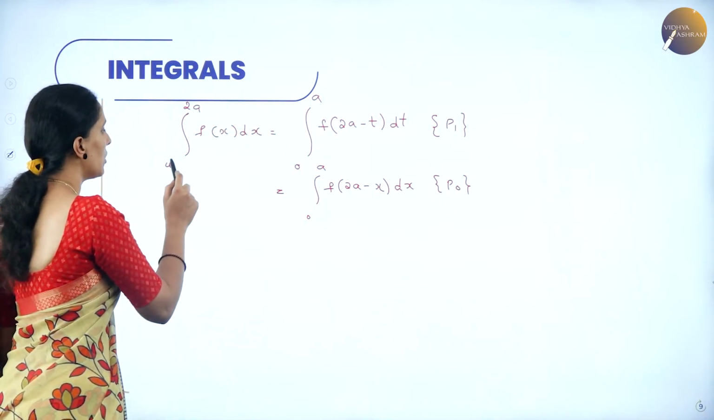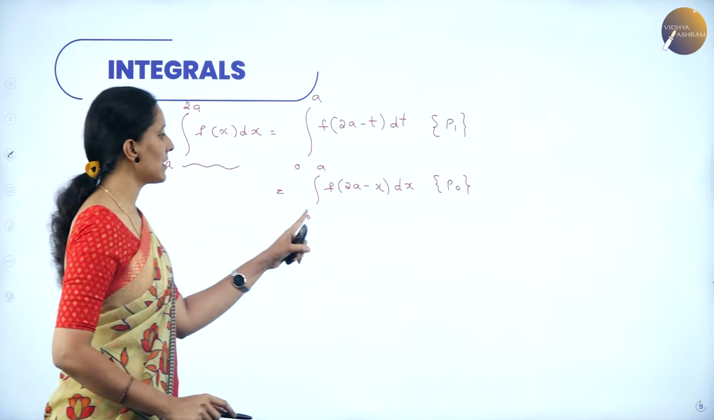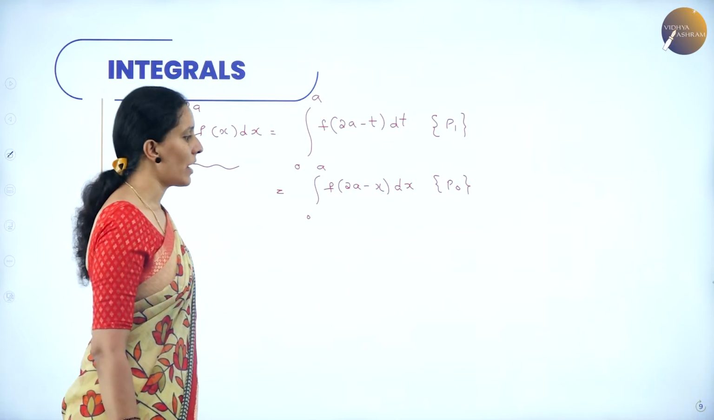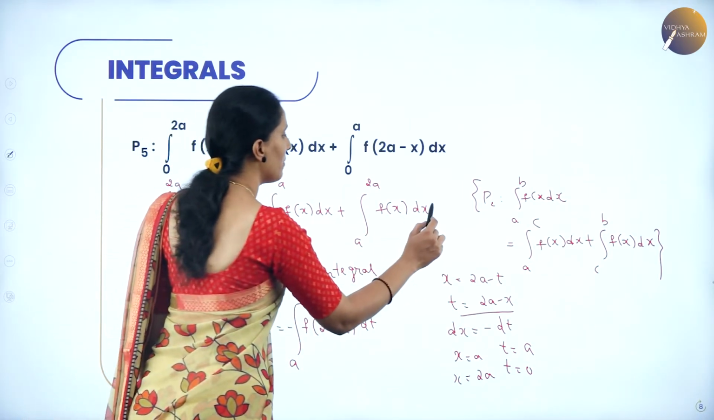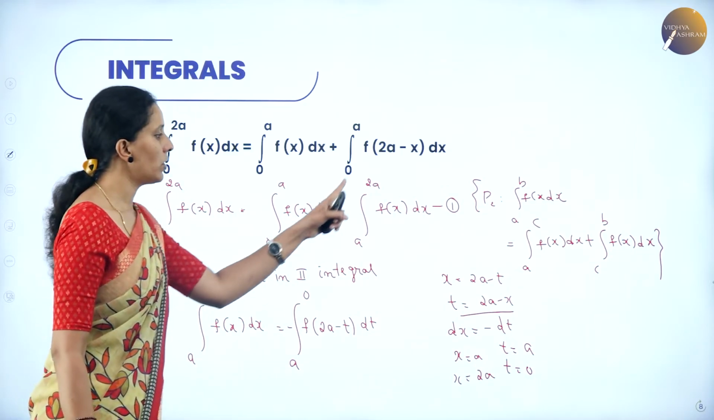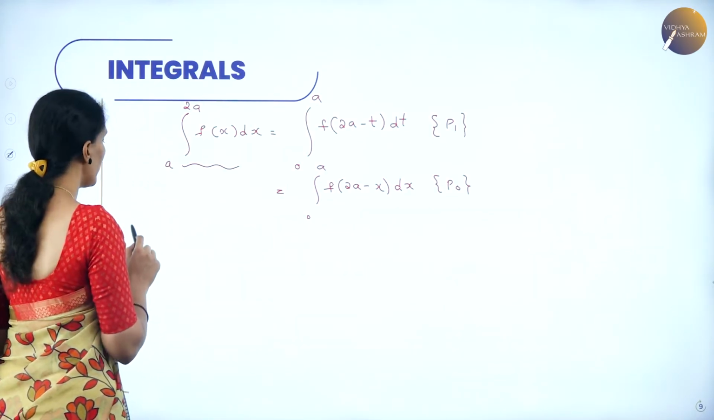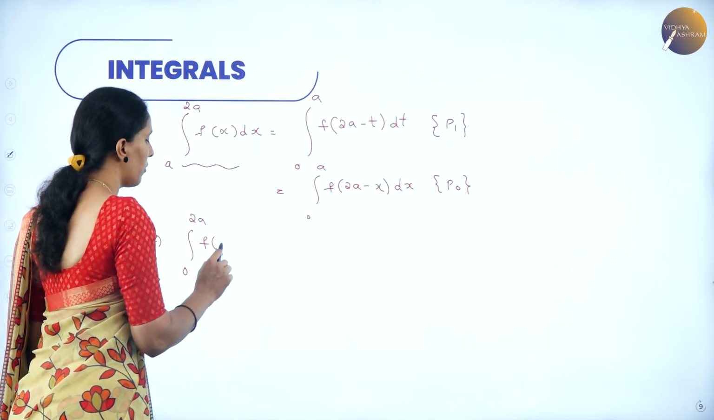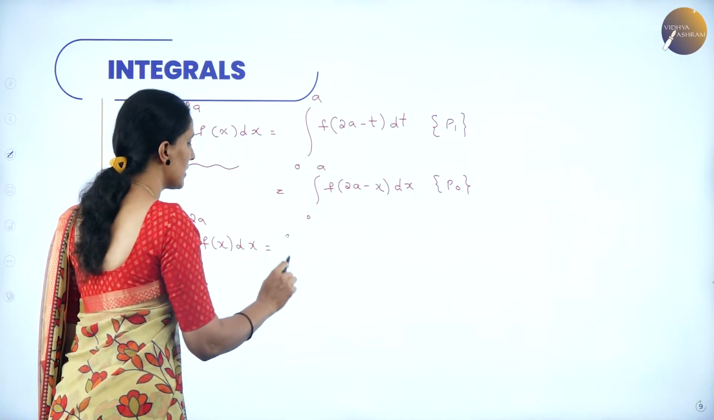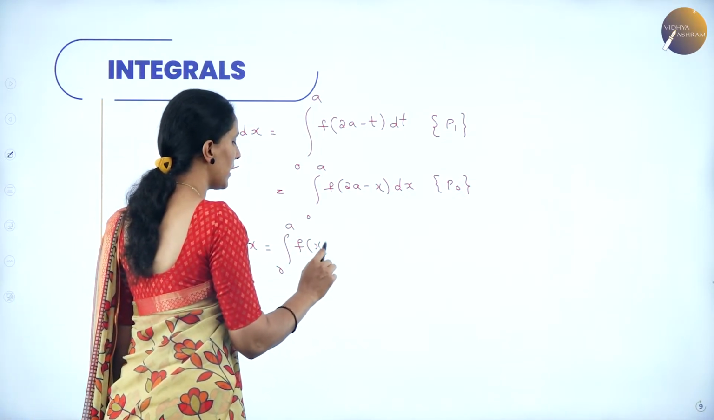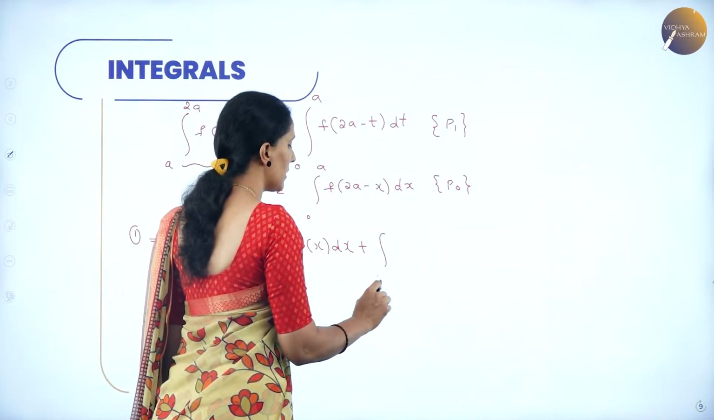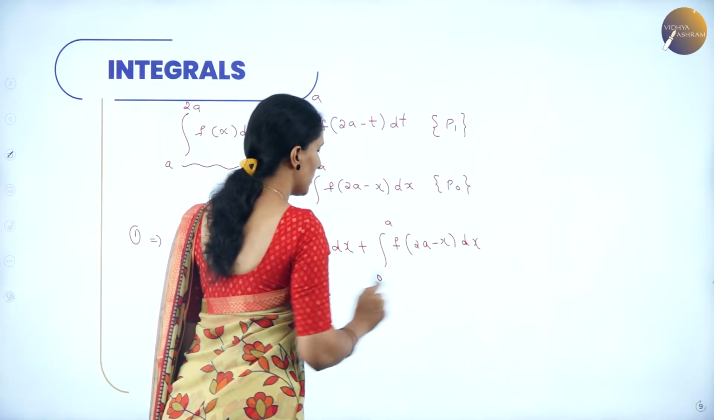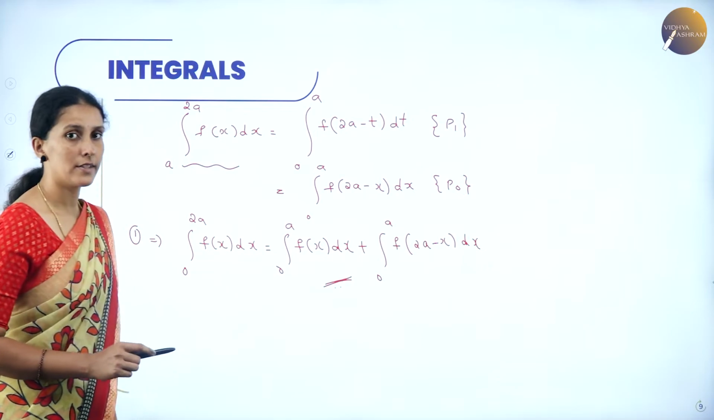Now here substitute the value of this integral as 0 to a f of 2a minus x dx. Let me take this as equation 1. So when you substitute this value, then equation 1 implies integral from 0 to 2a f of x dx can be written as 0 to a f of x dx plus 0 to a f of 2a minus x dx. So this is property number 5 and its proof.